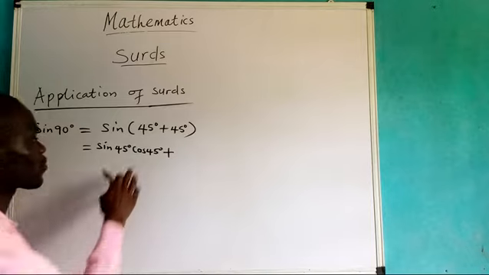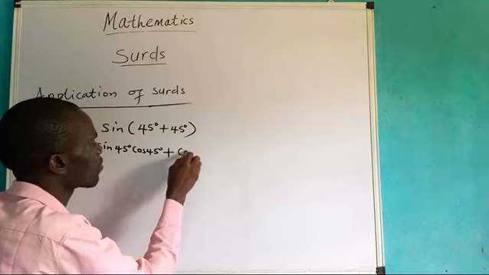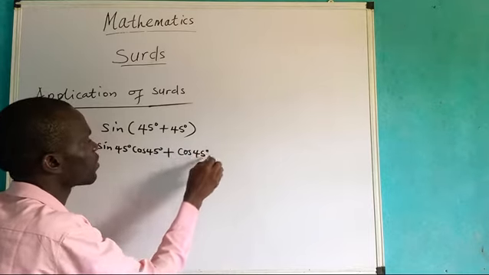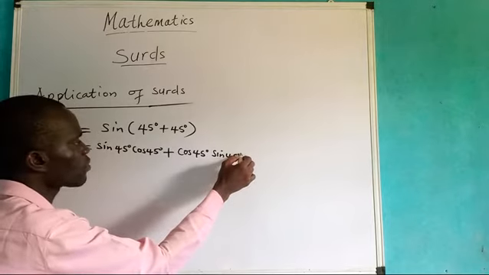Okay, I will now have the next one. Since I have sine first, the next one will be cos now. Cos 45, sine 45. This is what I will have. Okay, we can now move on.